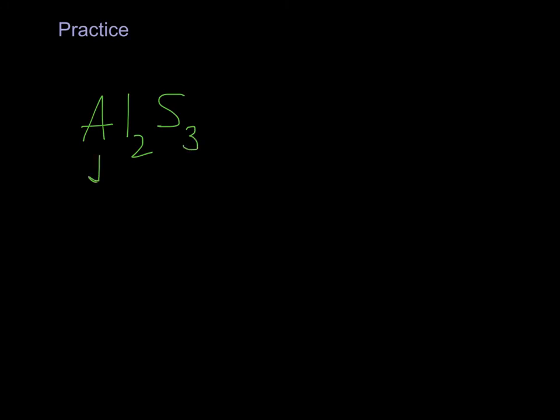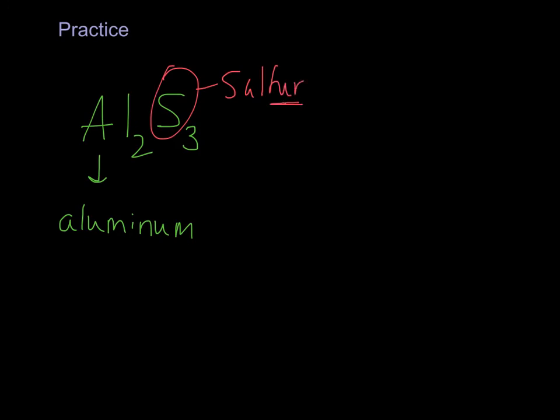Okay, so remember, when we see something like this, the first thing we want to do is go for the first one, and we're just going to write down aluminum. This second one here, we know that this is sulfur, but we want to change the ending to IDE, so this would just be aluminum sulfide.